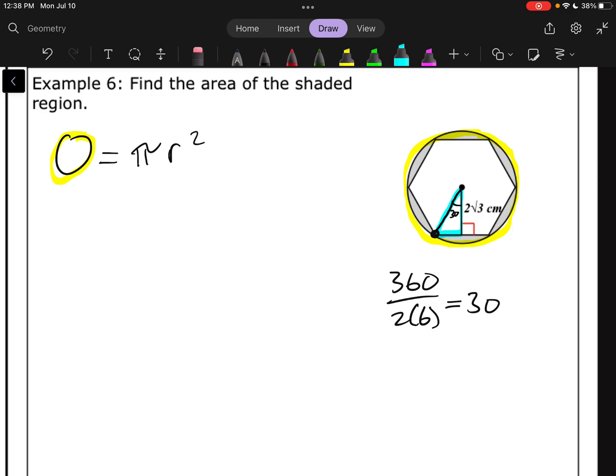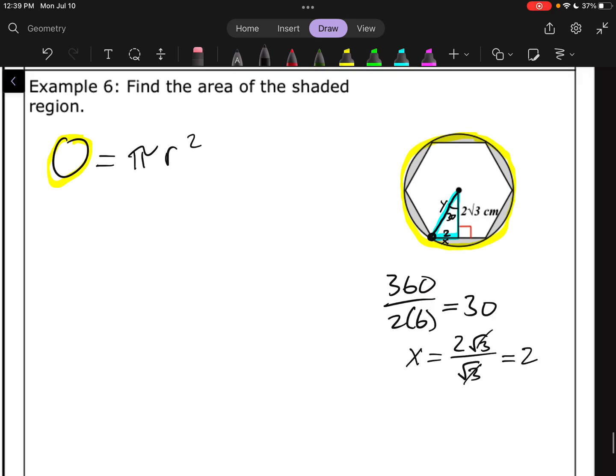And if the apothem, the long leg, is 2 root 3, and I call the short leg x right there, that means that the short leg is going to be 2 root 3, the long leg, divided by root 3. 2 root 3 over root 3 is 2. And then if the short leg is 2, then the hypotenuse is the short leg times 2, which is 4. So the radius of our circle, the radius of our hexagon, is 4.